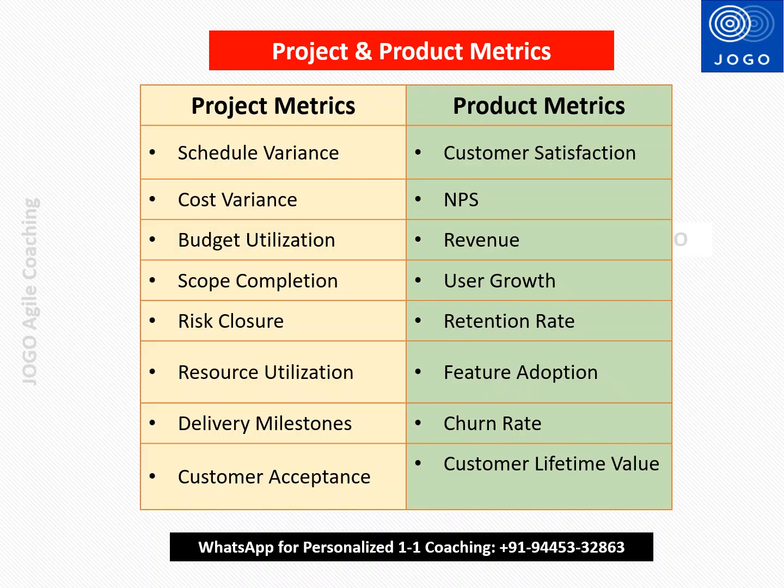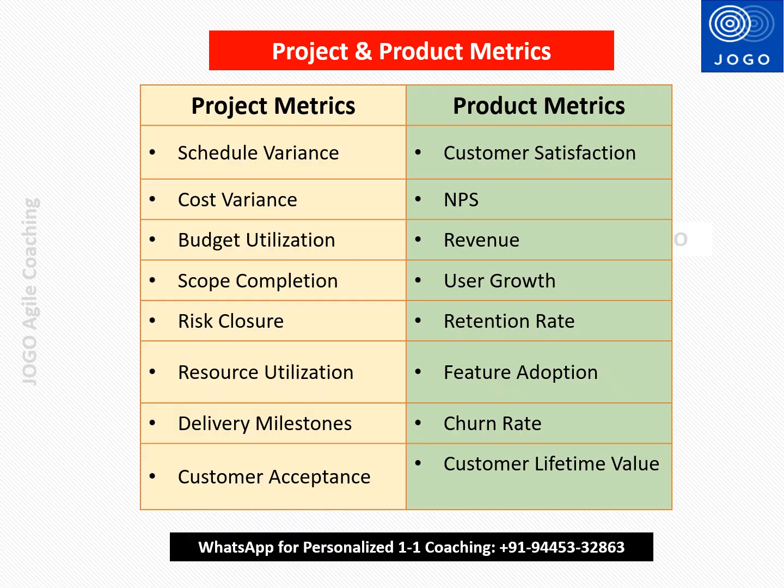Now let us understand the metrics followed or captured in the project versus product. In the project, the metrics will be tracked by the project manager, that is schedule variance, cost variance, budget utilization, scope completion, risk closure, resource utilization, delivery milestones and customer acceptance. So these are all the metrics captured in the project.